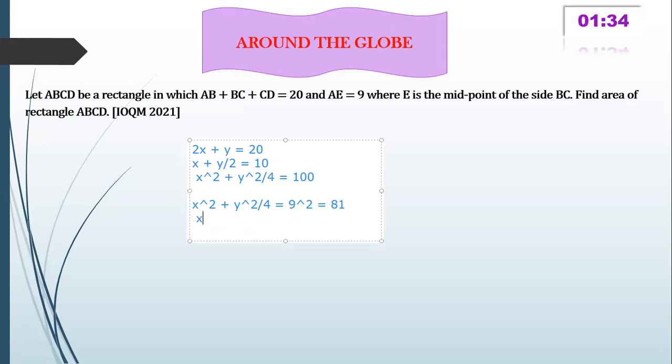So putting the value of x square plus y square by 4 equal to 81 in the first equation, you will get the value of xy, that is the area of the rectangle, as 100 minus 81. Simple direct approach asked in IOQM 2021. So xy equal to 19. A 4-line solution. The previous problem was very hard and this problem is very easy.